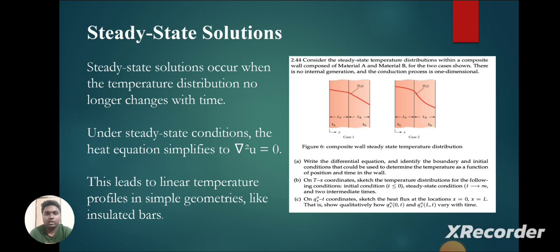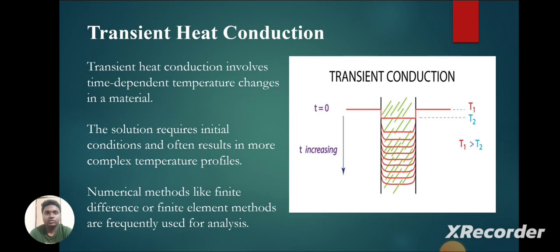Let's move on to another topic, which is transient heat conduction. Transient heat conduction involves time-dependent temperature changes in a material. The solution requires initial conditions and often results in more complex temperature profiles. Numerical methods like finite difference or finite element methods are frequently used for the analysis. Through this diagram, we can understand that the temperature is changing when T1 is greater than T2. And this is all about transient heat conduction.